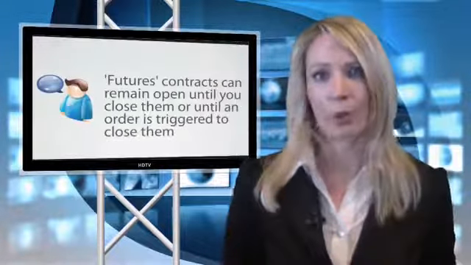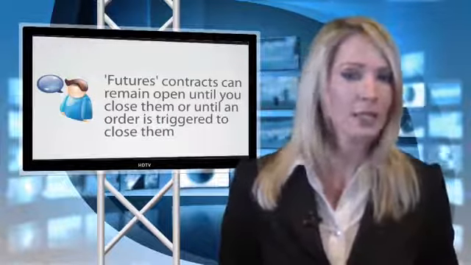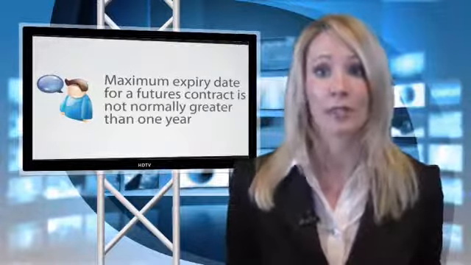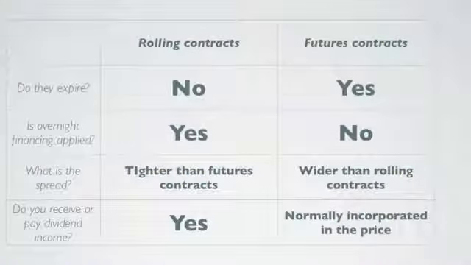Futures contracts can remain open until you close them, or until an order is triggered to close them, or until their fixed expiry date. The maximum expiry date for a futures contract is not normally greater than 1 year, but is generally 3 months or less. The table highlights the key differences between the two types of contracts.